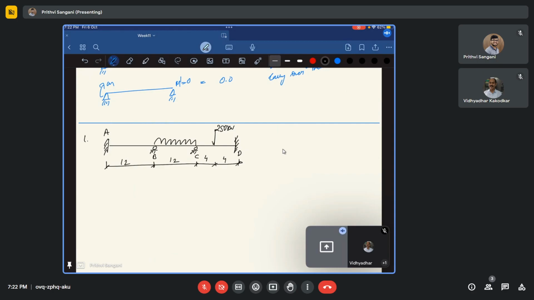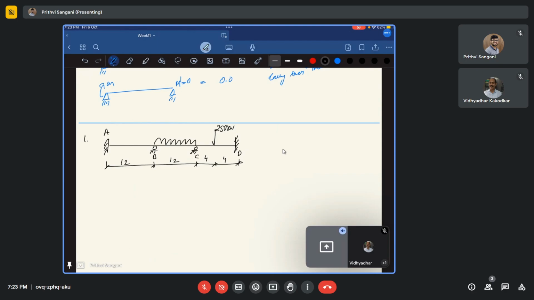Obviously this is an indeterminate structure. We can't simply use our equations of equilibrium and directly solve such a question. The loading is also unsymmetrical, so we can't just take half of the section and assume the other half is the mirror image of it. So this is not symmetric and not a determinate structure. Let us solve it using the moment distribution method.